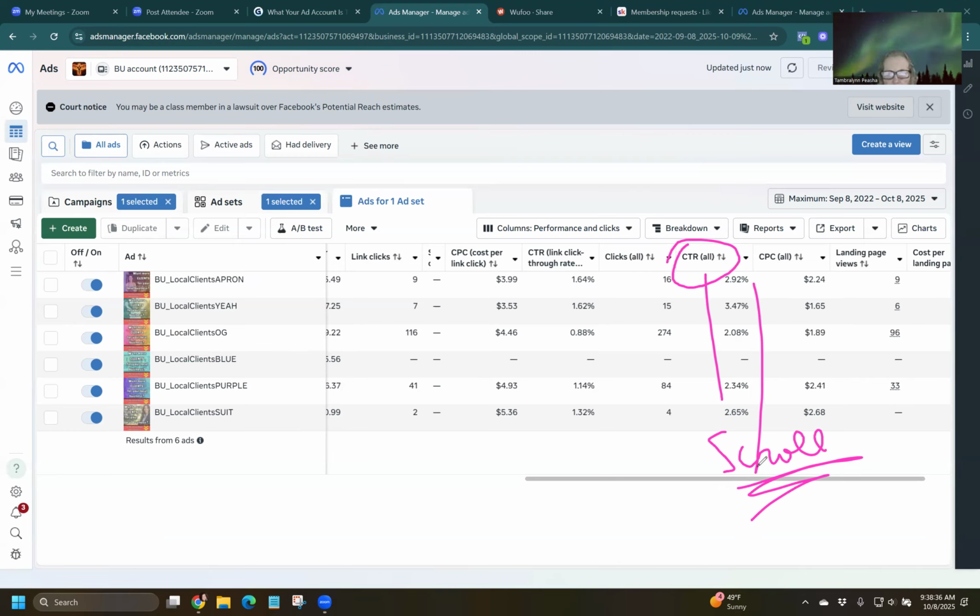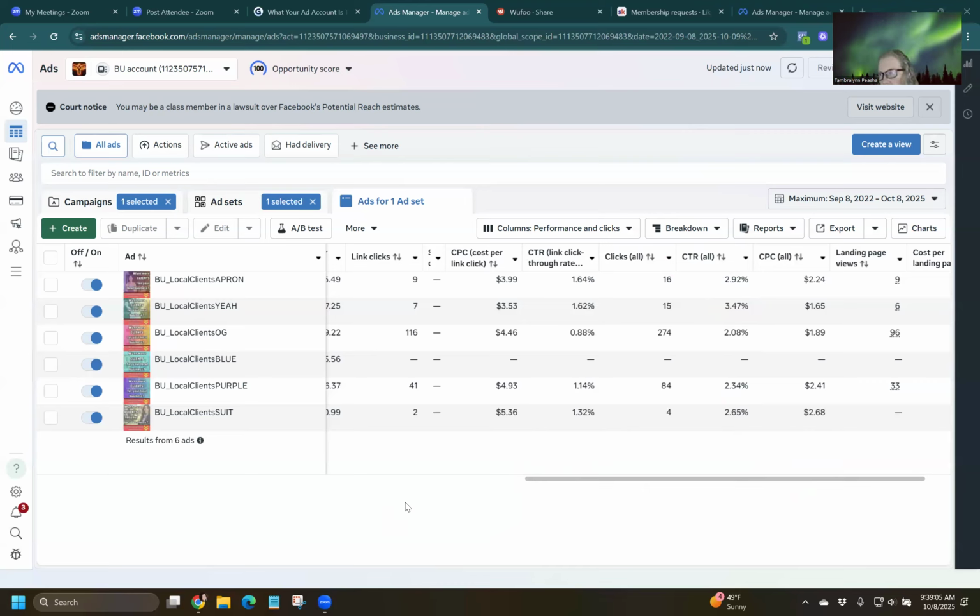Now, was my call to action in the ad strong enough to make them click? That is what this number is. So this is your CTA. Was your call to action strong enough to get them to click? So that tells me, okay, I'm in the right neighborhood. But again, like I told you earlier, what really matters is not these numbers. In this case, I'm looking at what was my cost per lead. These look pretty good. I'm going to go look at my cost per lead because that's really what matters.